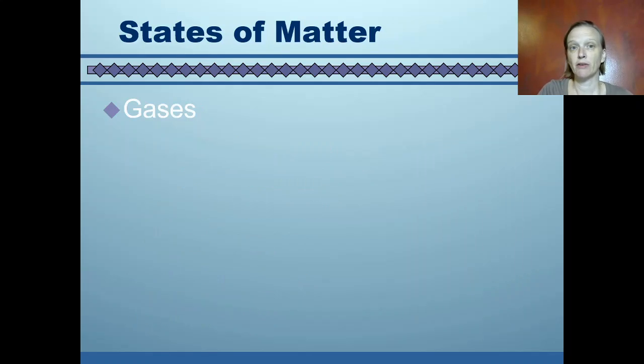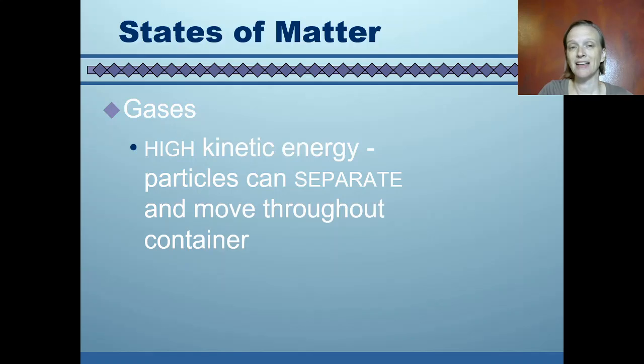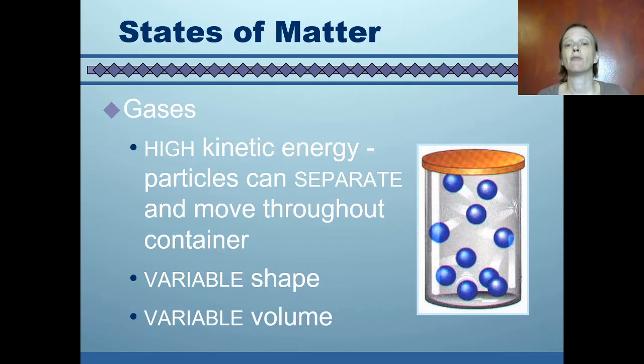The third state of matter that you need to know about is gases, and gases have the highest kinetic energy out of all of the states of matter. The particles can separate from each other and can move throughout the container. And because of this behavior, gases have a variable shape. They take the shape of whatever container they're in, just like a liquid does. They also have a variable volume. Gases will expand to fit any container that they are in.